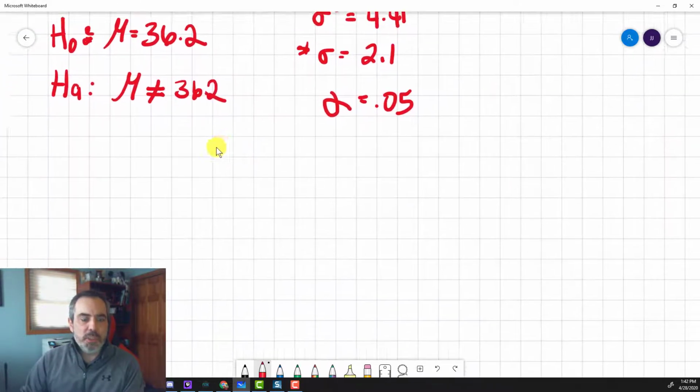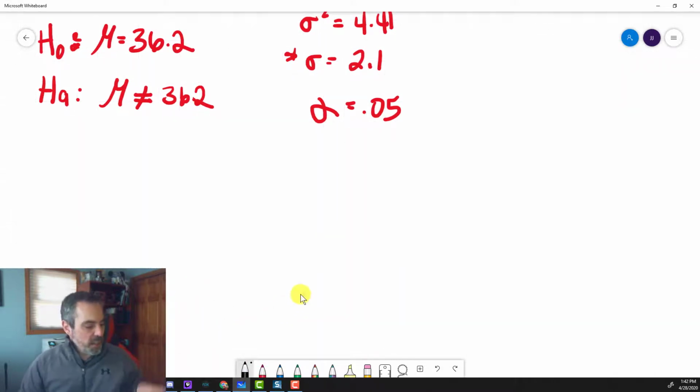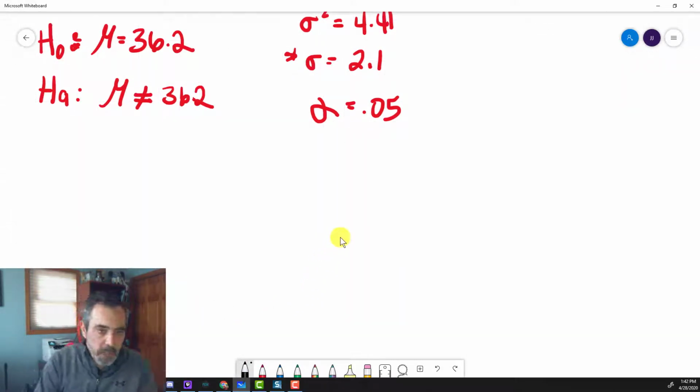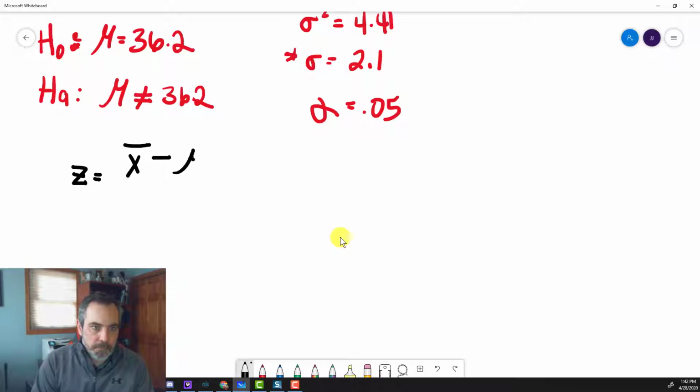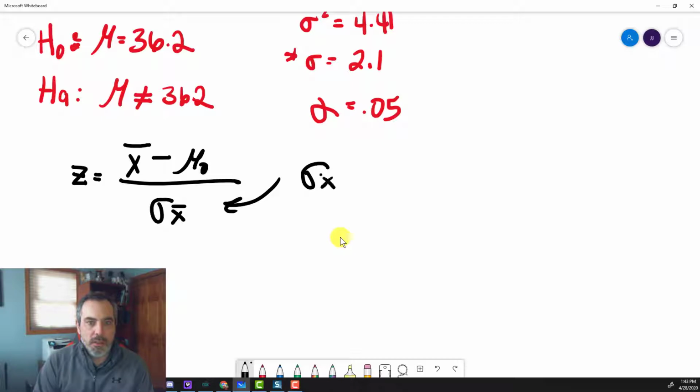That test statistic really should look familiar. It just ends up being our z-scores from before. So when you know the standard deviation, the z-score is going to be calculated just like we've done it before. X bar minus mu sub 0, divided by the standard deviation of the sample in this case. And remember, the standard deviation of the sample, this part right here, is going to be the standard deviation divided by the square root of how many people are in it.